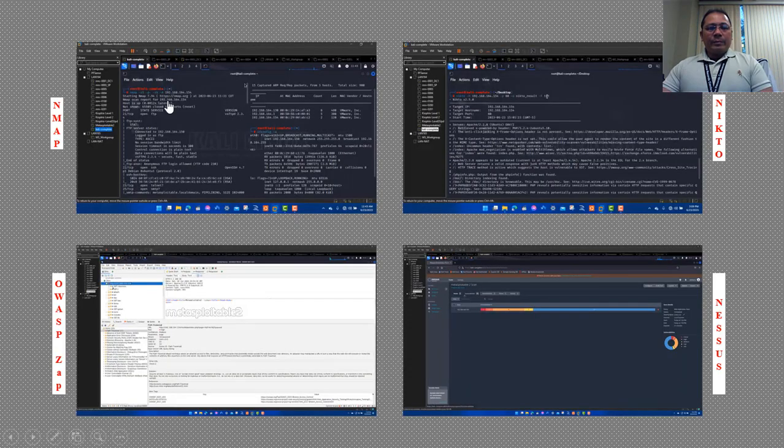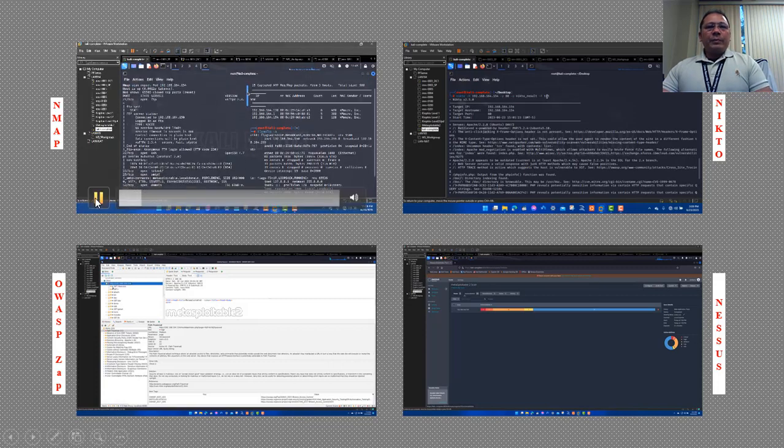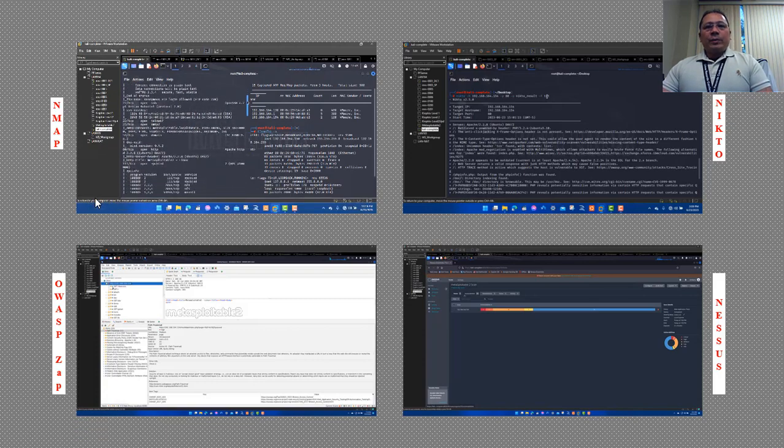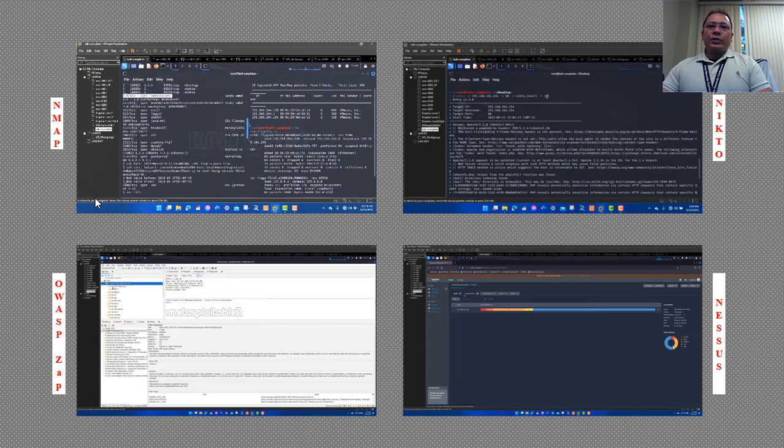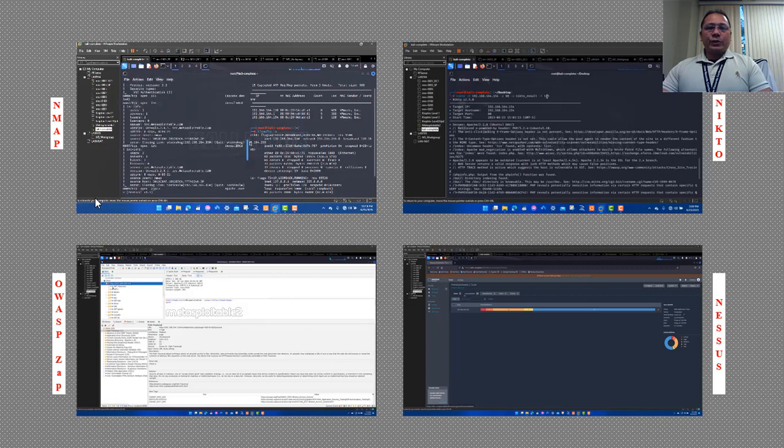Nmap, Nikto, OWASP, and Nessus are all the tools that can be used to perform vulnerability scanning on the Metasploitable 2 virtual machine, and these are the tools that is shown on the slide. However, they differ in their approach and focus. Nmap can be used to identify open ports, services, and vulnerabilities on the Metasploitable 2. It has scripting engine that can be used to automate tasks and perform vulnerability detection.